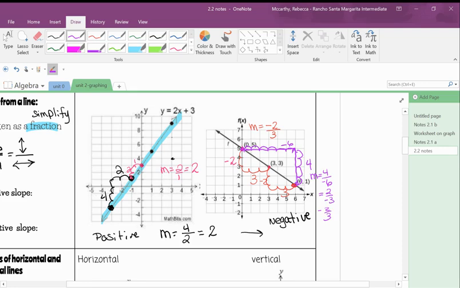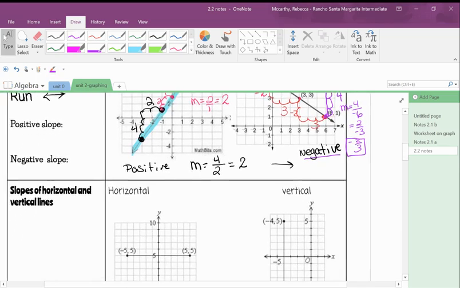Actually, would you please write this in your notes? Again, my final answer is negative, so it concurs. Notice, regardless of the points, as long as I do my rise first, that's my top number, it's rise over run, it does not matter what points you begin and end. Okay, let's look at this one.